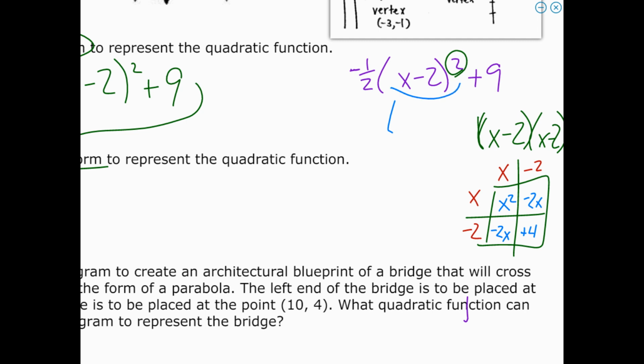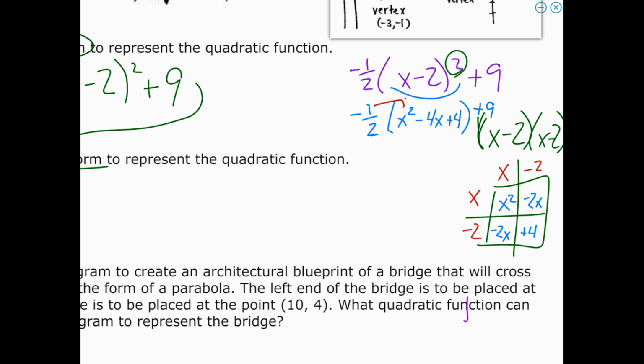So now I can replace this section with x squared minus 4x plus 4. My plus 9 is still there, and my negative 1/2 is still there. Am I done? No, what do I need to do now? Eliminate the multiplication or division.